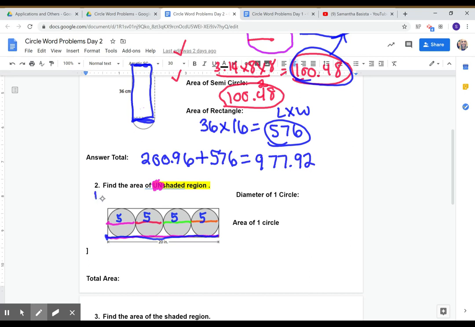If my diameter is 5, we're finding the area, right? Well, for area, I need the radius because that's in my formula. So the radius is always half of the diameter. So half of 5 is 2.5, right? So of my circle, I wanted the radius, which is 2.5.